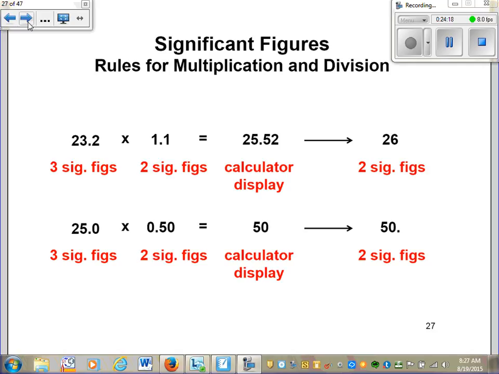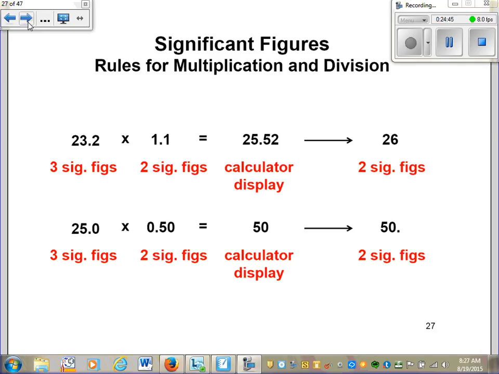So here's some examples. 23.2 times 1.1. 3 significant figures, 2 significant figures. Your calculator shows 25.52, which is how many significant figures? 4. You got to have 2. So you look at this, 25. The next number is a 5, so you have to round up. Makes 26.